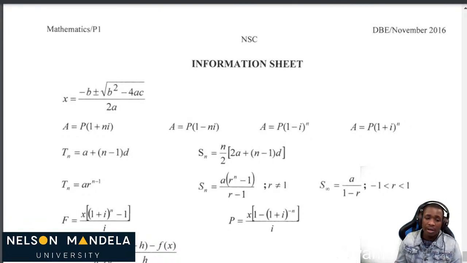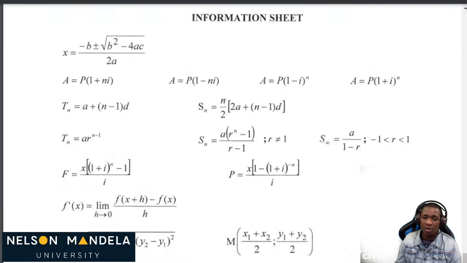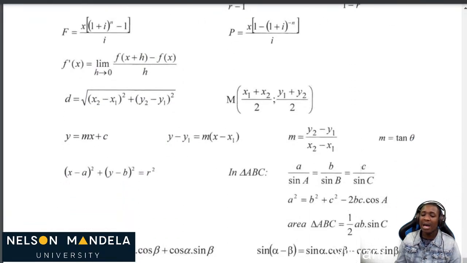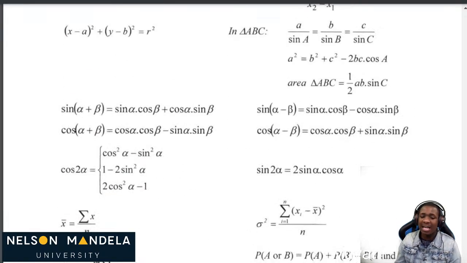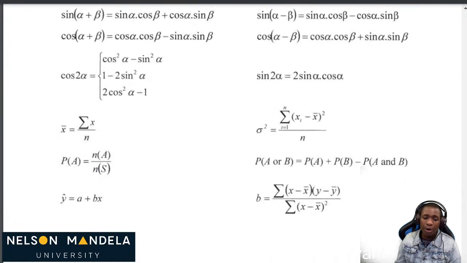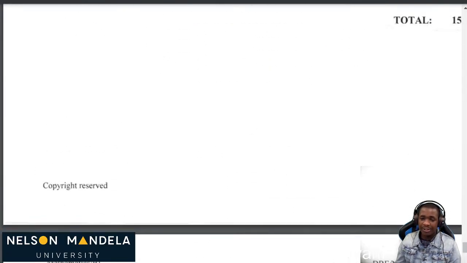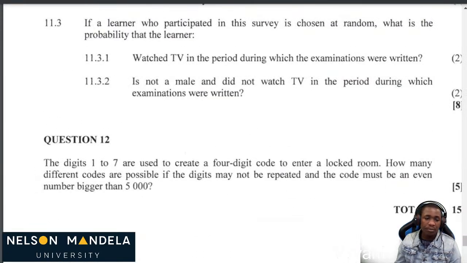Also, the quadratic formula. This is the quadratic formula. You're also given it as well, so you just have to be able to apply it. These are identities. Everything is given to you on your formula sheet. Okay. Now let's start with our question.